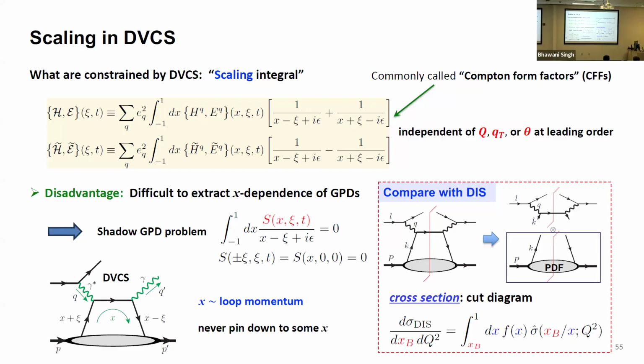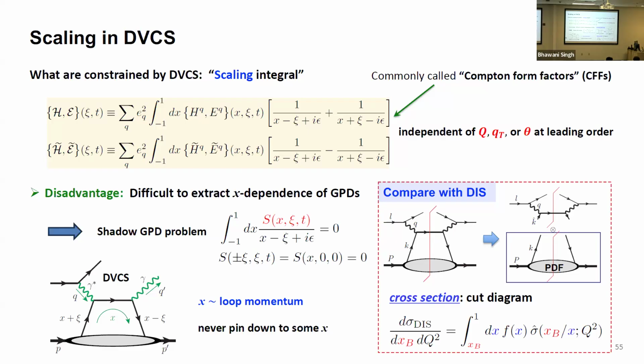And this is in sharp difference from the DIS, because if we just look at the DIS, immediately we see that DIS is a cut diagram. This represents something like a cross section, and the cut line puts the final state partons on shell. And then in the factorization formula, the convolution variable X is from X Bjorken to 1. And we know which X variable we are probing.